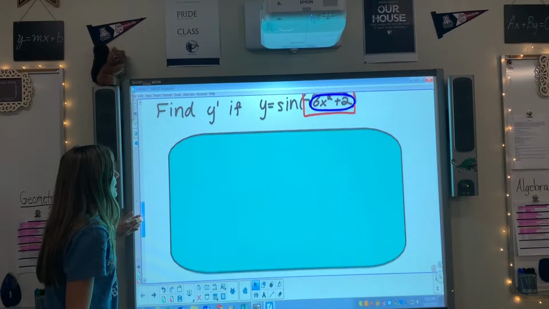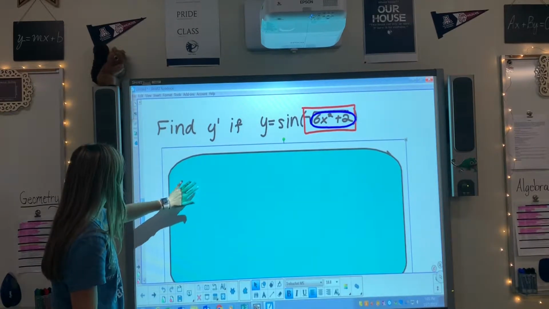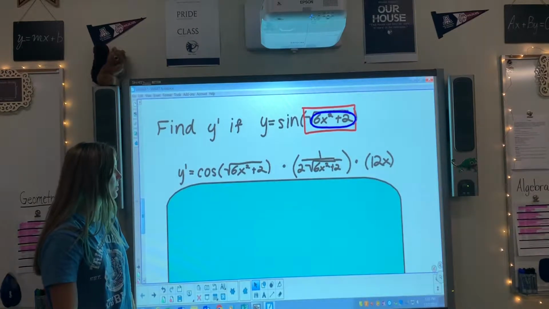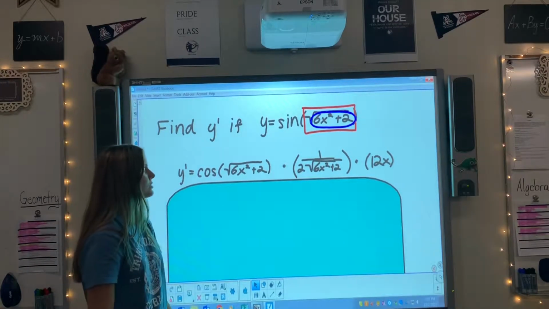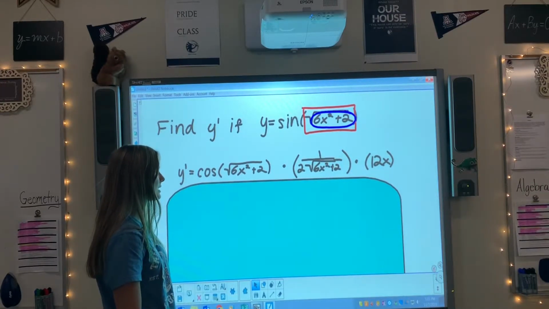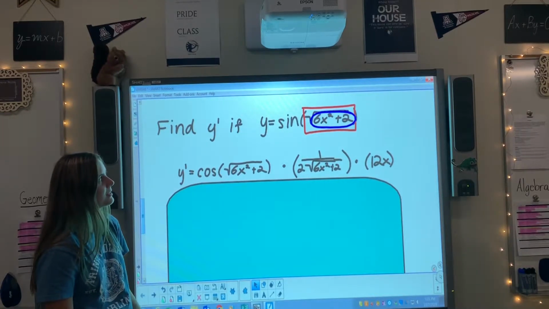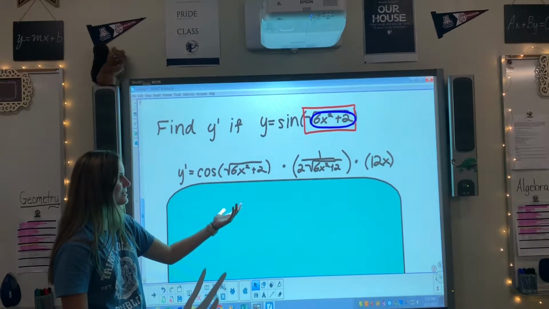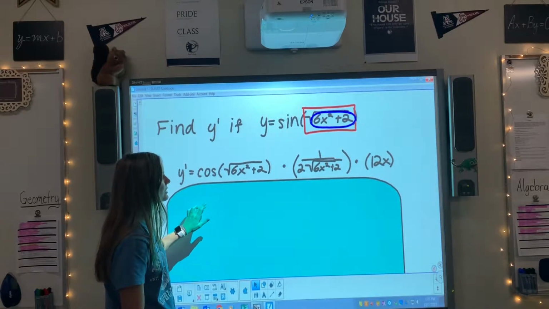Again, we want to take first the derivative of the outside function, and that is going to be cosine of the box, which is cosine of square root of 6x squared plus 2. Then we want to take the derivative of the box, which is 1 over 2 times the square root of 6x squared plus 2. The third and final step is to multiply by the derivative of the circle. Of course, the derivative of a constant is 0, so the derivative of the circle is just 12x.